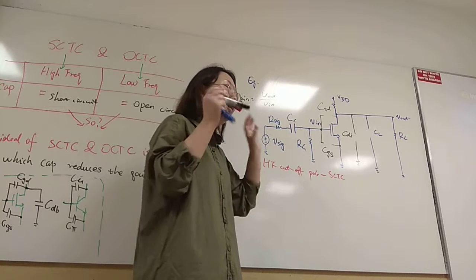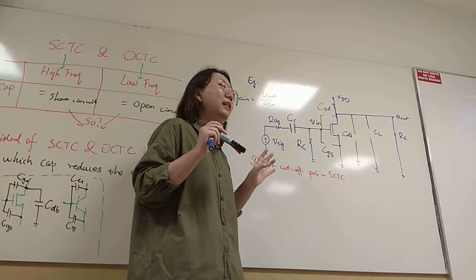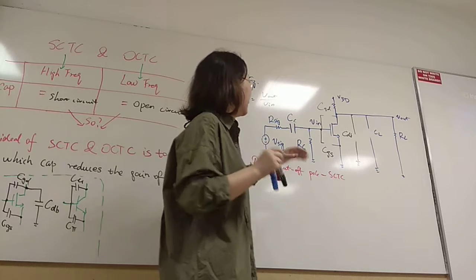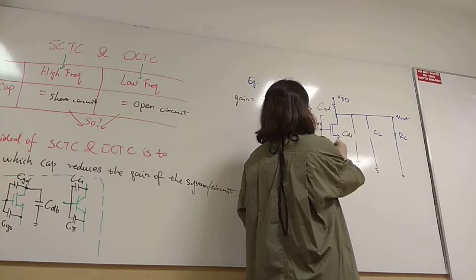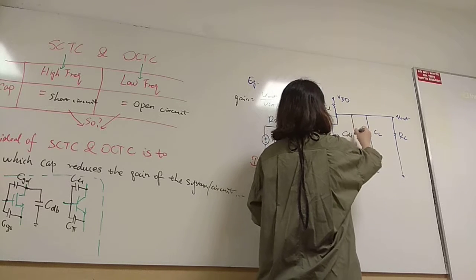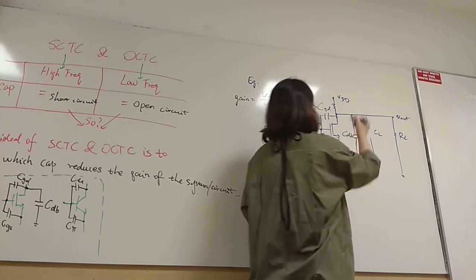We only want to see which one is the troublemaker. So we put all the capacitors back: your CGS, your CGD, and your CGD. You put all the capacitors back.